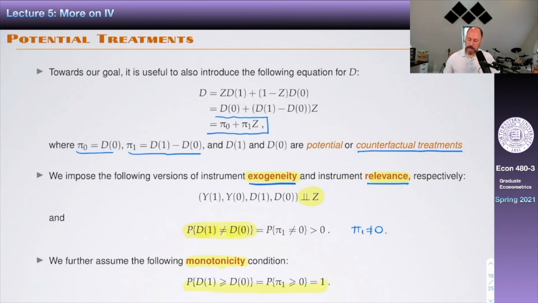And monotonicity says that those people that are affected by the instrument, this is over here, are affected only in one direction. Meaning, when pi is different than 0, pi is greater than or equal to 0. You can do it the other way. You can go pi less than or equal to 0. Nothing changes. These are labels. But what matters is that pi is not allowed to be positive and negative. It just has one sign.